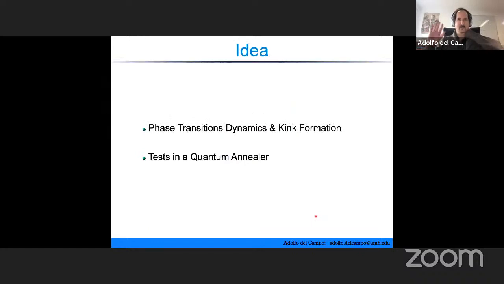I just want to essentially touch on 2 ideas. First is going to be a bit of the theoretical setting to describe phase transitions and how, when they are driven in finite time, they give rise to formation of topological defects. And then we will see to what extent we can use quantum annealers to learn about these dynamics of phase transitions in detail.